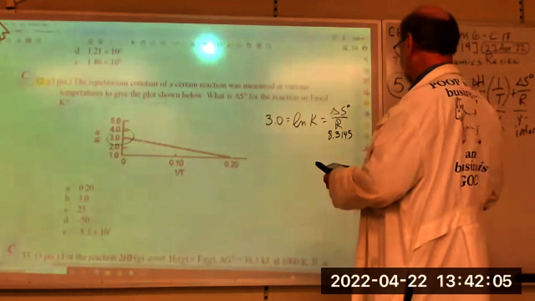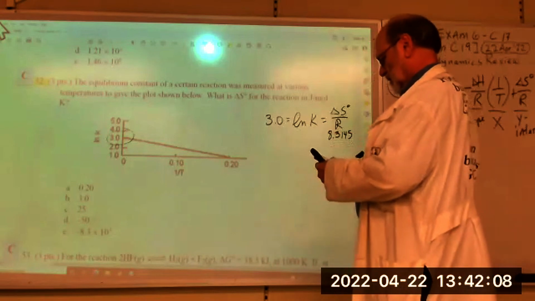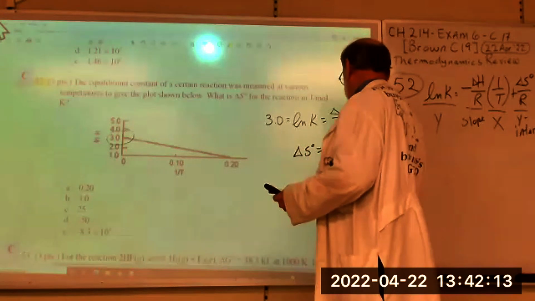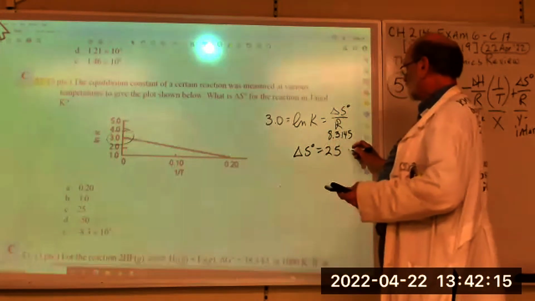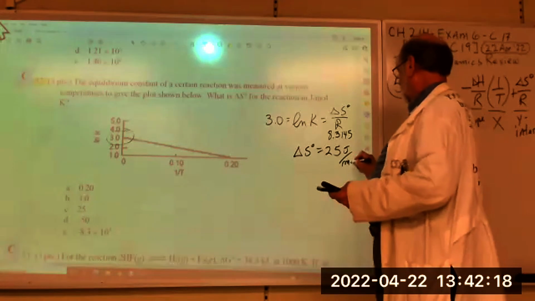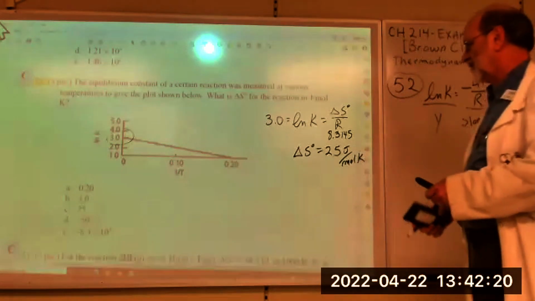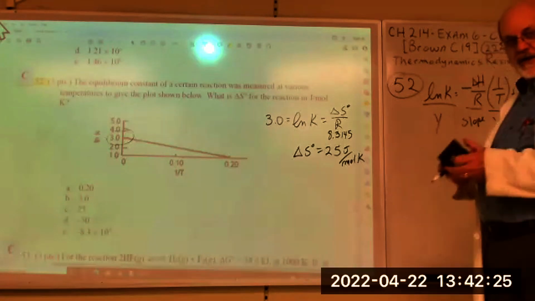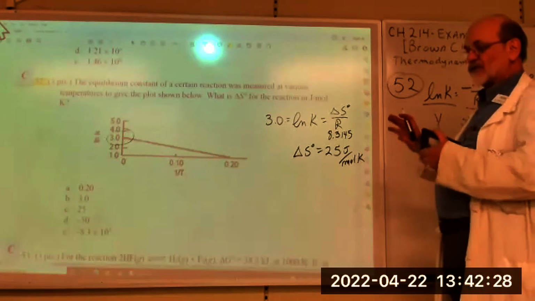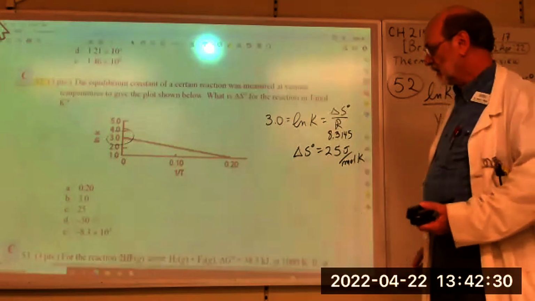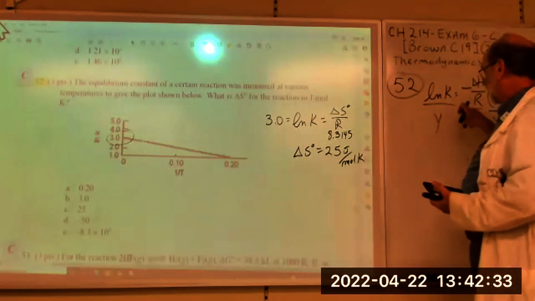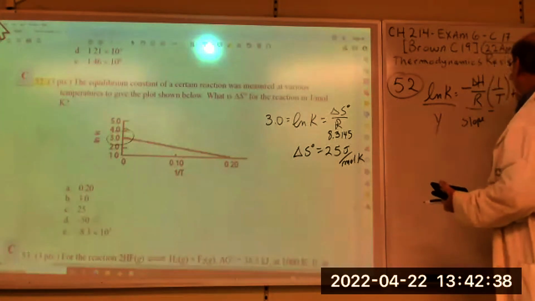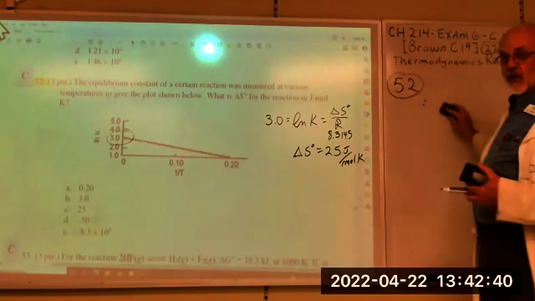Let's see, how many significant figures? Just 2. So that's 25. Delta S0 equals 25 joules per mole K. There it is, right there. Okay, so this is an exercise in graph interpretation. You have to know what that means, and it's derived from this formula. This equation, I should say.